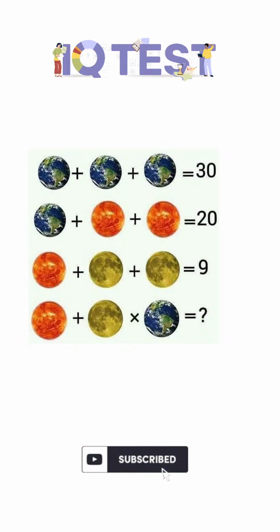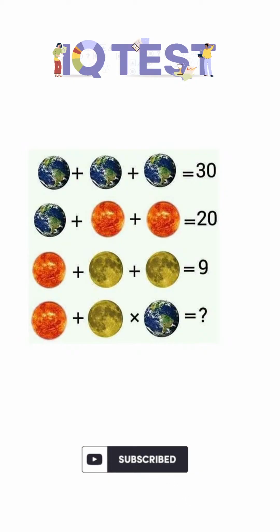So the sun is 5. Okay. So we have the sun being 5. So what of the moon? So we have the sun plus the moon again is equal to 9. So if the sun is 5, we take that from 9, we will have 4. And then it means that 1 of the moon is 2.